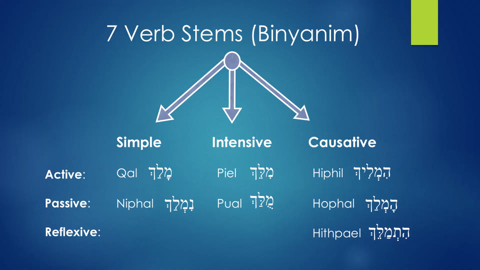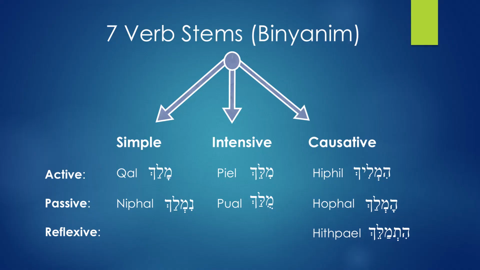And they are presenting the voice. Voice can be active, passive, or reflexive. But observe that the root mem lamed kaf is maintained in all the stems. No matter the stem, the core meaning is always circling around kingship or ruling. And this is what we meant: the root is the one that carries the core meaning. So kingship is still maintained in all the 7 stems, even though the form is changing.